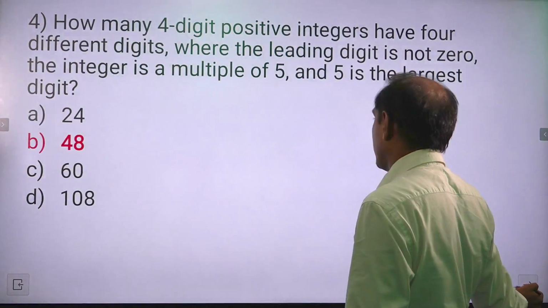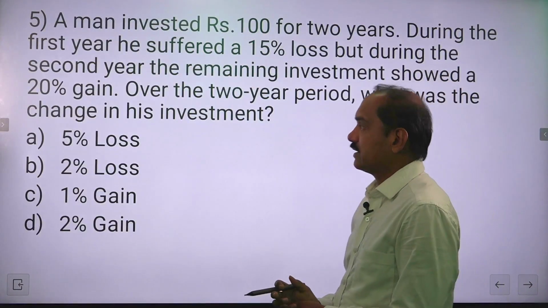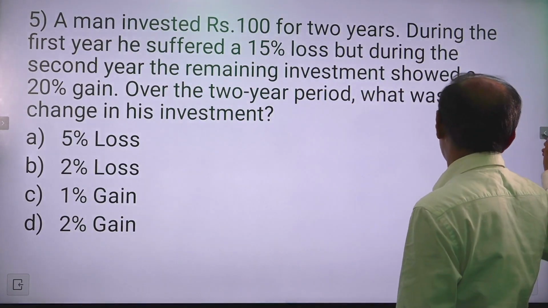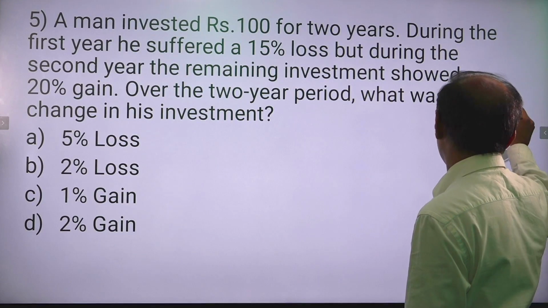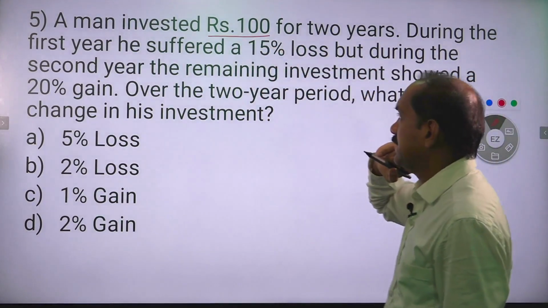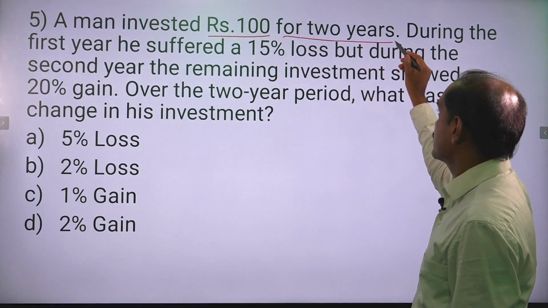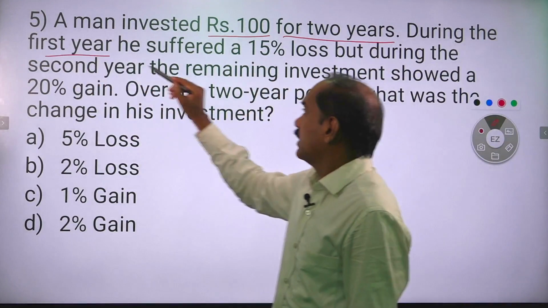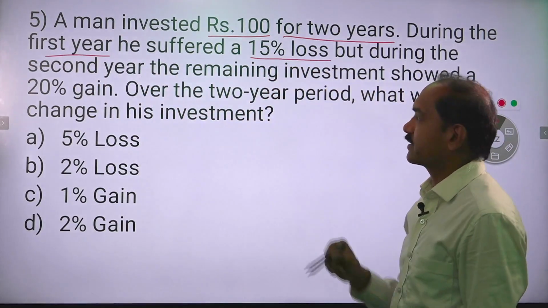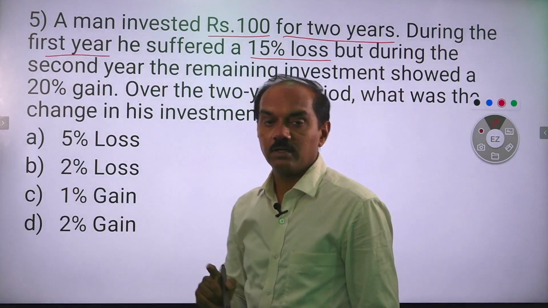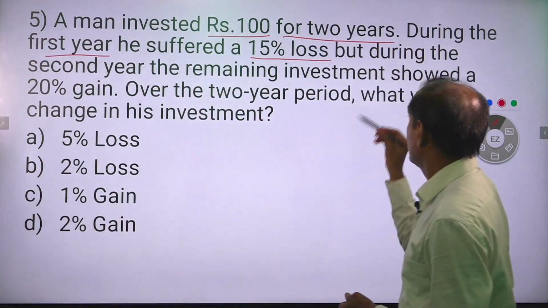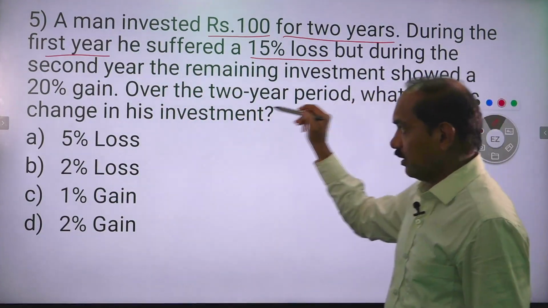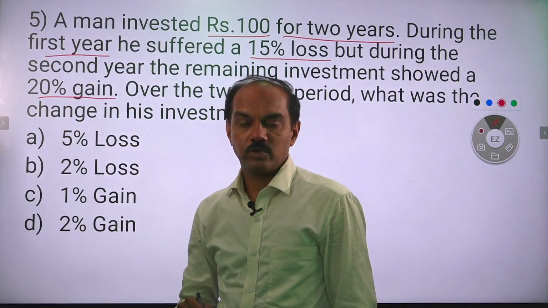Problem number 5. A man invested 100 rupees for 2 years. During the first year, he suffered a 15% loss. And in the second year, what happened? During the second year, the remaining investment showed a 20% gain, 20% profit.